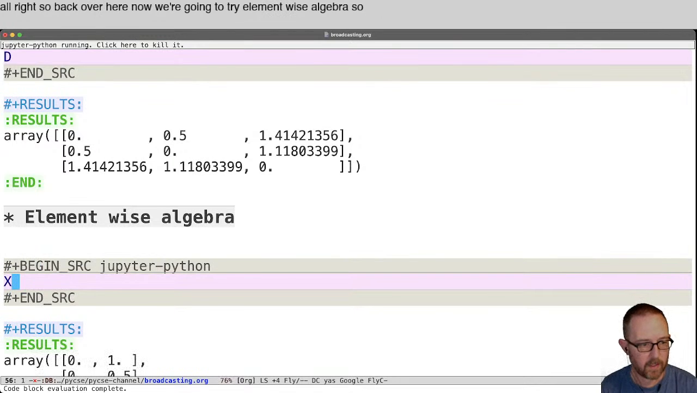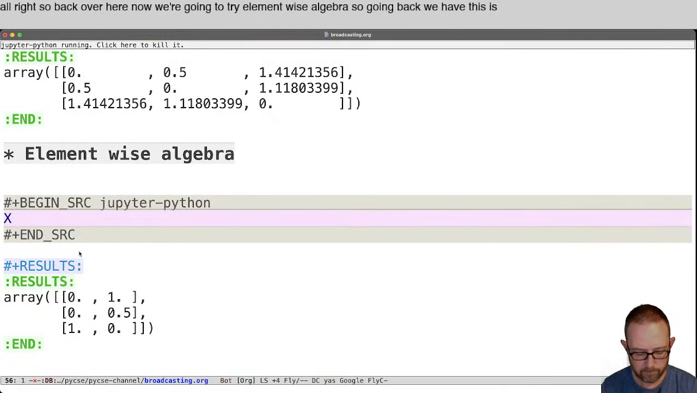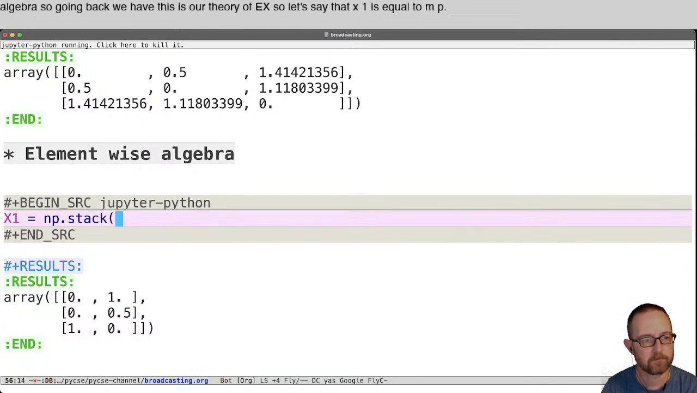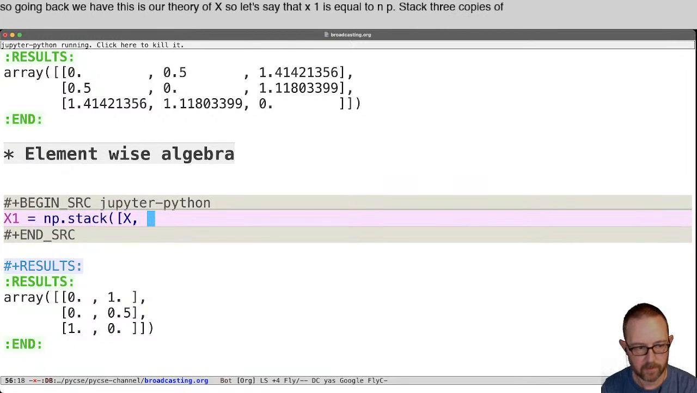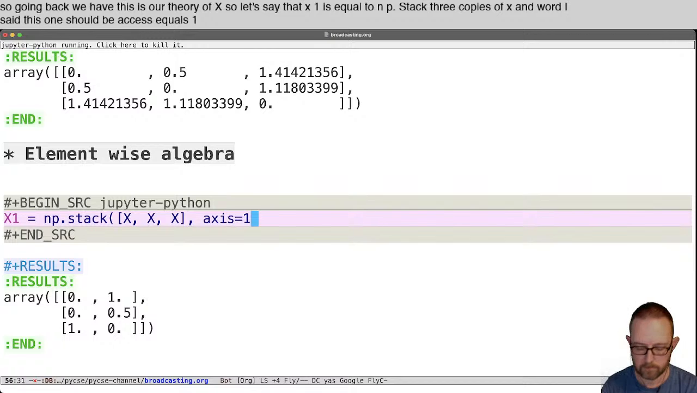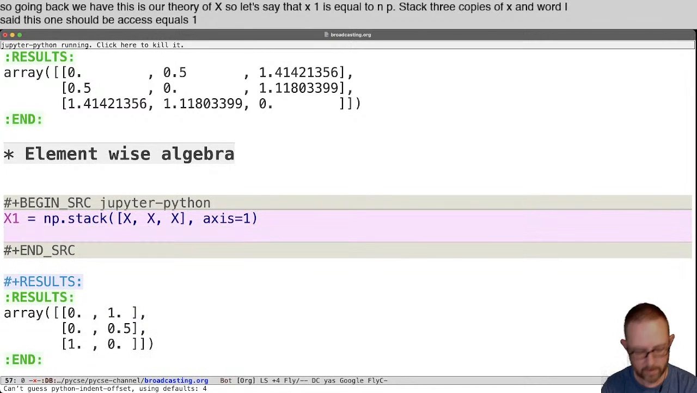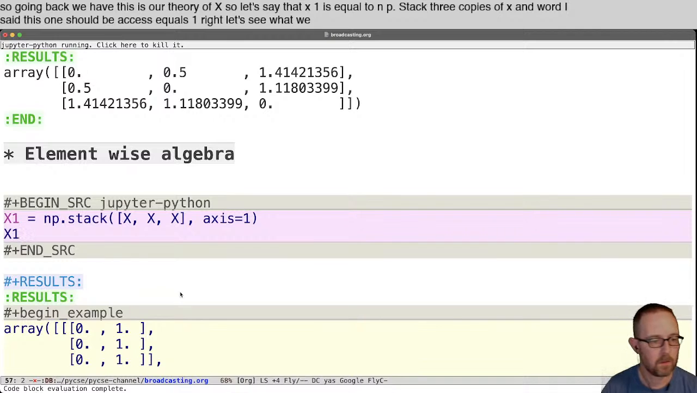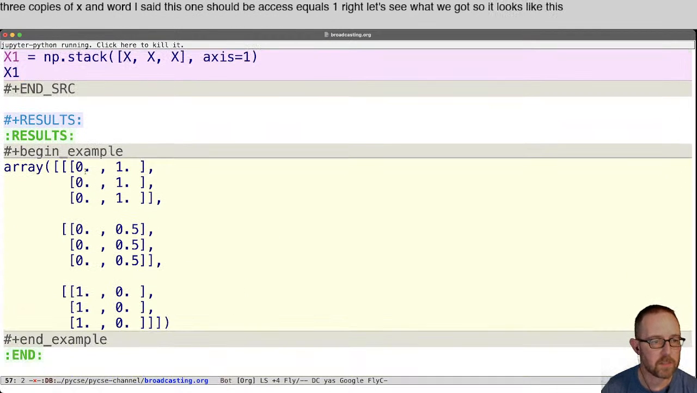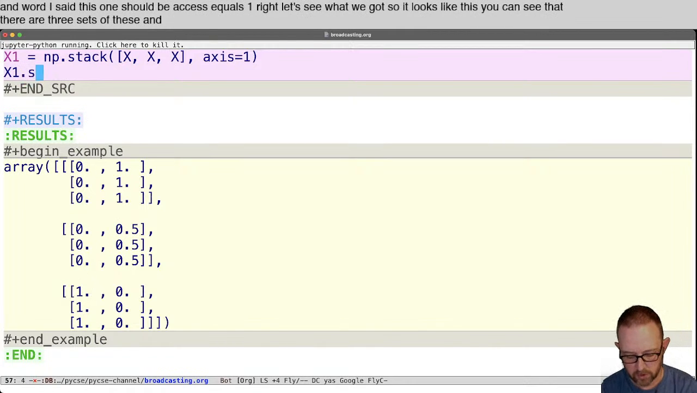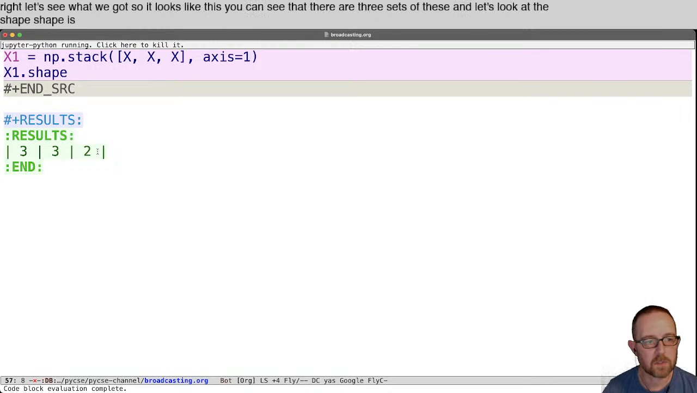So going back, we have this array of x. So let's say that x1 is equal to np.stack 3 copies of x, and I said this one should be axis equals 1. All right, and let's see what we get. So it looks like this. You can see that there are 3 sets of these, and let's look at the shape. The shape is, as I advertised, 3 by 3 by 2.